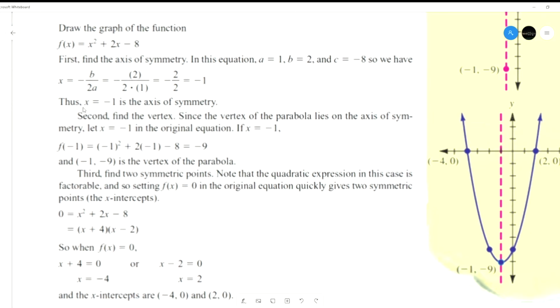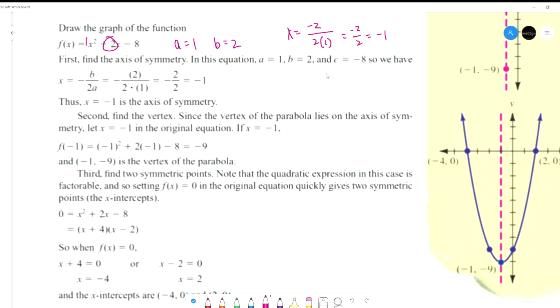Okay, so let's find the axis of symmetry in this equation and then the vertex. So we take our a is equal to 1 and our b is equal to 2, right? Right here, this is 1 and this is our 2. So we do x is equal to negative b over 2a. So that gives us x is equal to negative 2 over 2 times 1. So that is negative 2 over 2 equals negative 1.